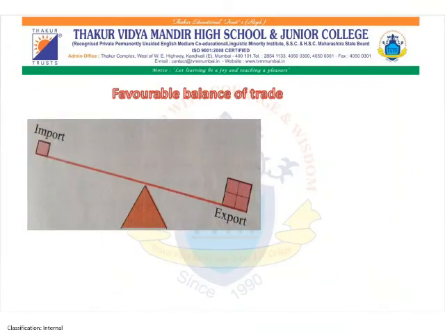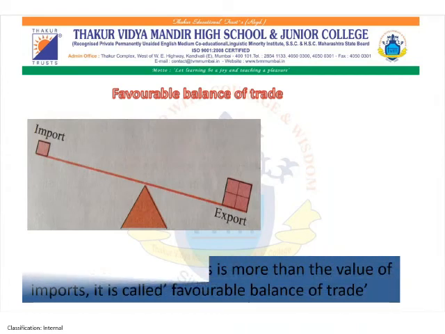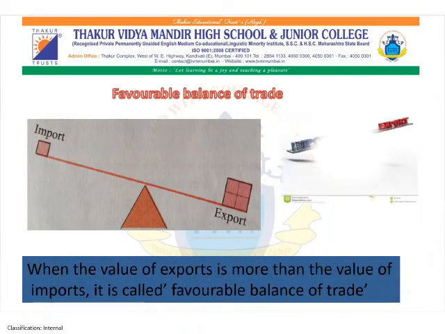Second one, favorable balance of trade. When the value of export is more than the value of import, it is called favorable balance of trade. If the export of a country exceeds its import, the country is said to have a favorable balance of trade or a trade surplus. Conversely, if the import exceeds export, an unfavorable balance of trade or a trade deficit exists.